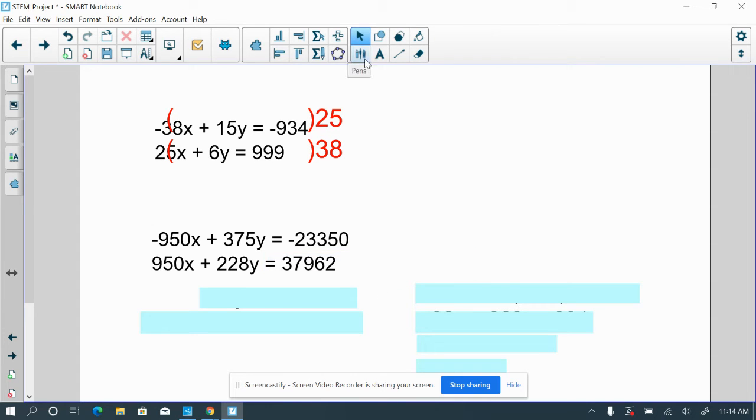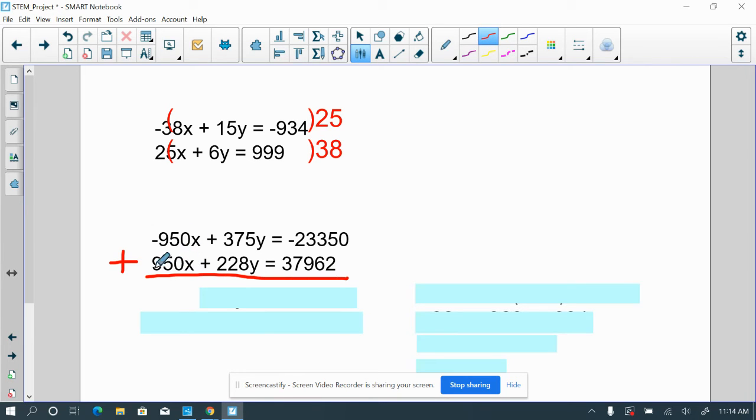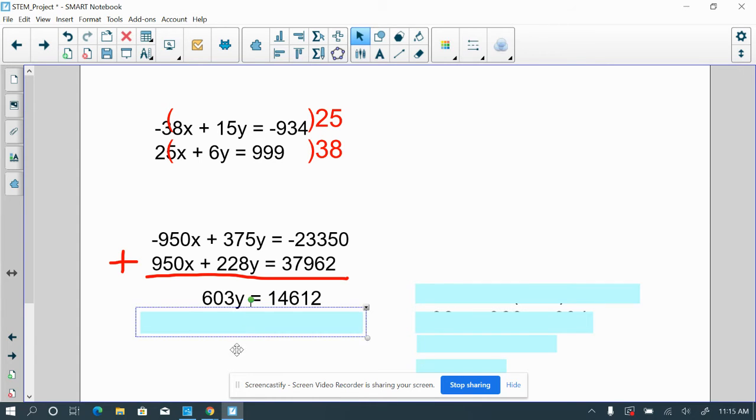So now what? You have to cancel these out by addition. Only addition would work because they're opposites. Negative 950 and 950 are opposites. So when you add these two equations, these cancel out. And 375y plus 228y is that. When you add these two, you get this number. And to solve for y, you just divide by 603, and you get about 24.2.